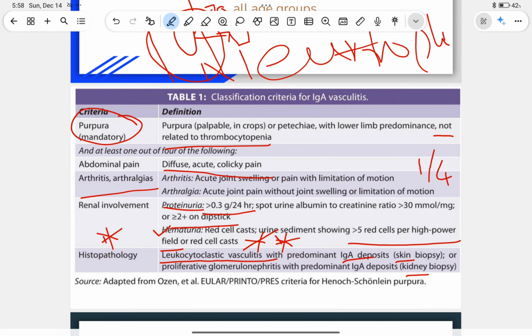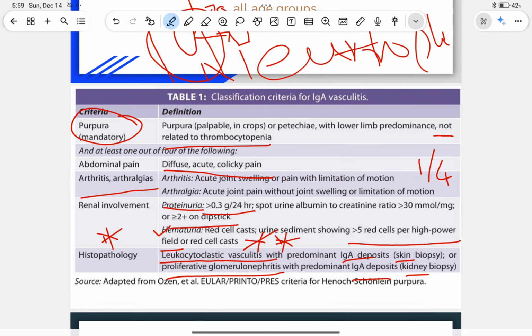And in the kidney, because of IgA deposits in the mesangium, there is excessive proliferation of mesangium that causes mesangial-proliferative glomerulonephritis. These things you have to remember. So revising the criteria, first is mandatory palpable purpura that is not related to thrombocytopenia, and 1 out of the 4 criteria should be there. First is abdominal pain, second is joint involvement, and third is renal involvement either in the form of nephritis, hematuria, or nephrotic syndrome, proteinuria with 2+ on dipstick.